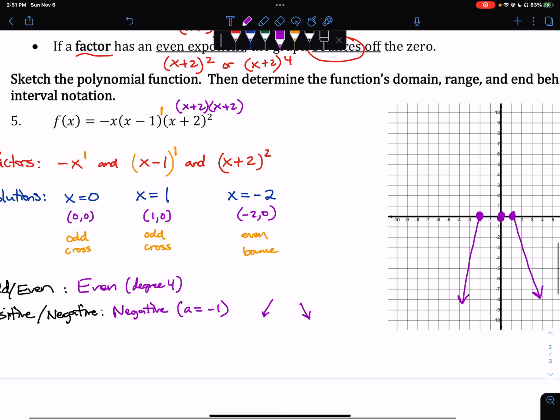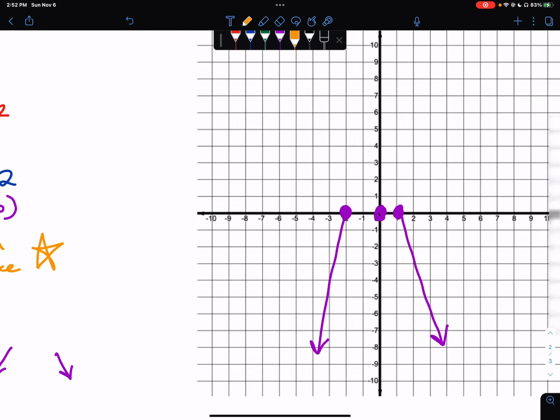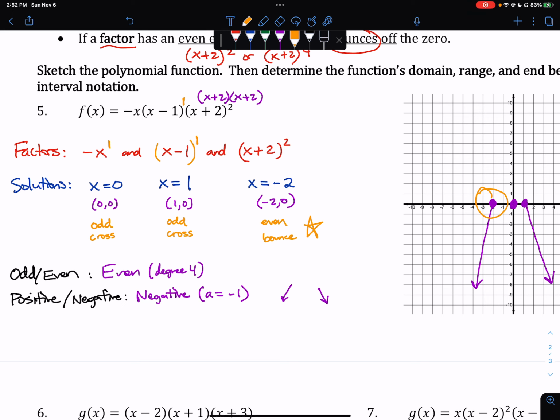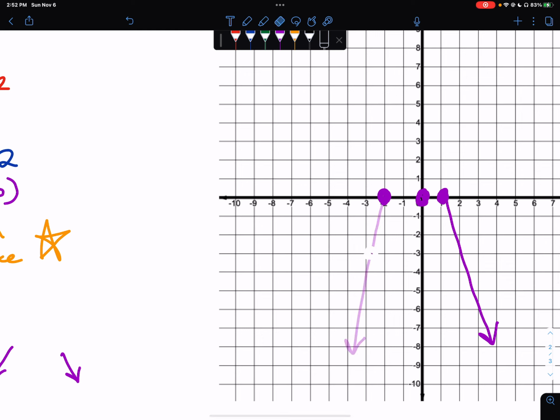That's where our odd crossing and even bouncing comes into play. So at (0, 0), it says I need to cross. And actually, let's go find this one first. We'll go left to right. So at negative 2, it says it should be bouncing. So at negative 2, it needs to bounce off of that line. So I'm actually going to redraw this arrow a little bit so that when it comes up, it's going to bounce off of that point.